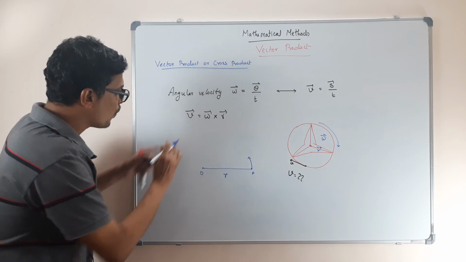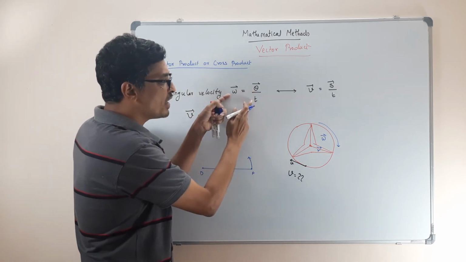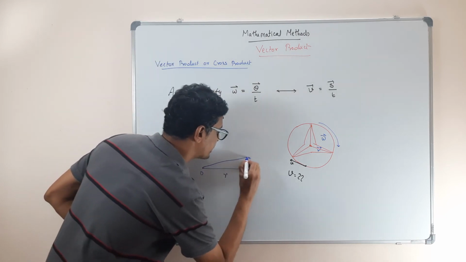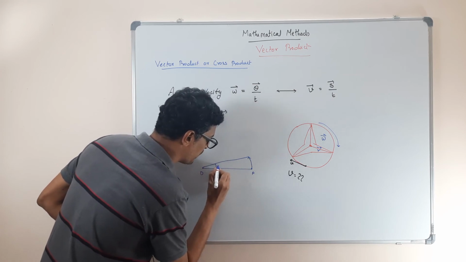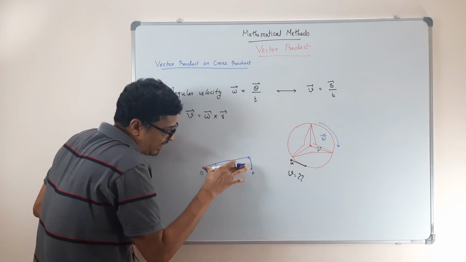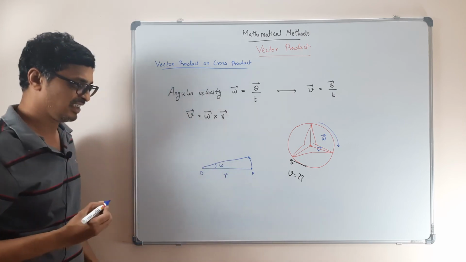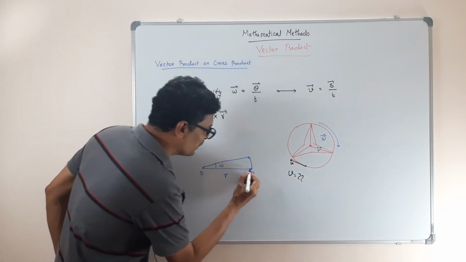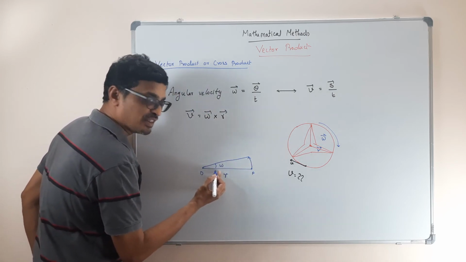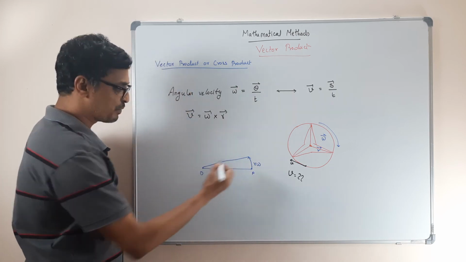Now what is omega? Omega is the angle made in 1 second. So the angle made in 1 second is your omega. This is theta, the angle made by the wheel in 1 second, so this is nothing but omega. Now what will this distance be? Well, r omega. Correct? R omega is a distance.